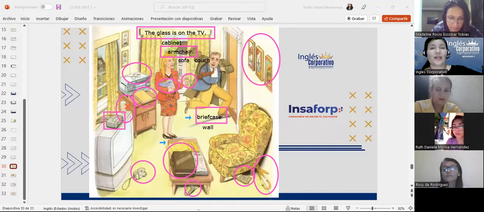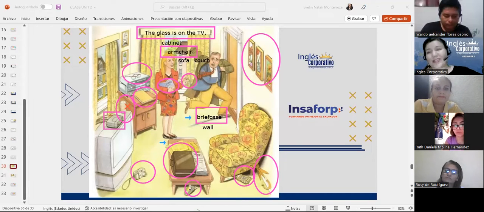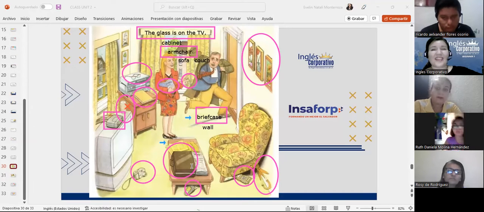Osmilda, corrijámosla. The table are between the briefcase and cell phone. The table is, porque solo es una. The table is between the briefcase and the cell phone. Yeah, it's between. Very logical, Sophie. The table is between the briefcase and the cell phone. The cell phone is, Xiomara, the cell phone is under the table.